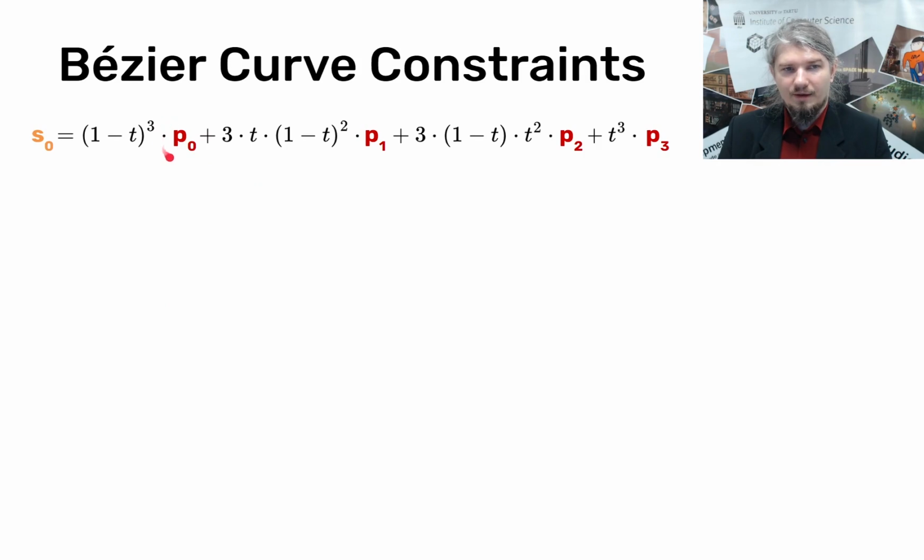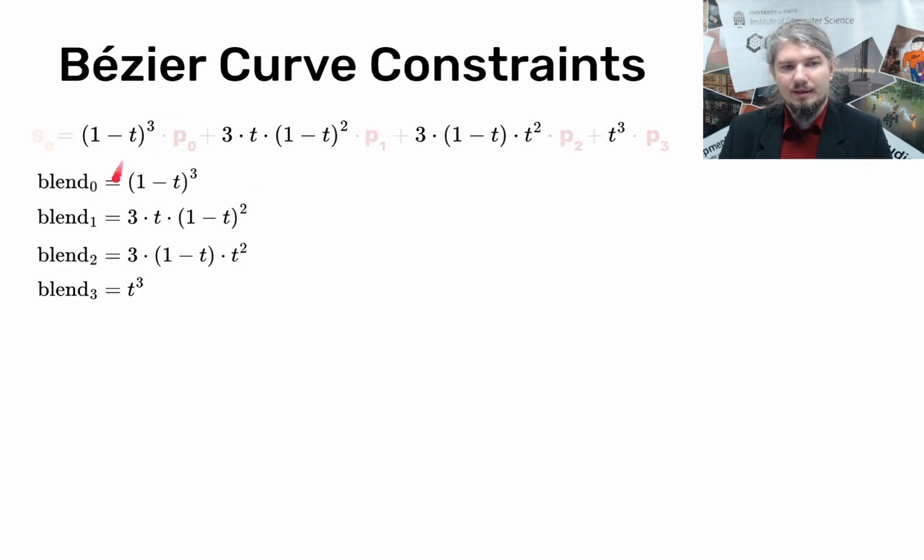So the factor for P0 is just (1 minus t) cubed, and that's our blending function 0. Similarly, our blending function 1 is over here, that's the factor for P1. Our blending function 2 is over here, that's the factor for P2. And our blending function 3 is over here, that's the factor for P3. So we actually now know the blending functions for our cubic Bezier curve.